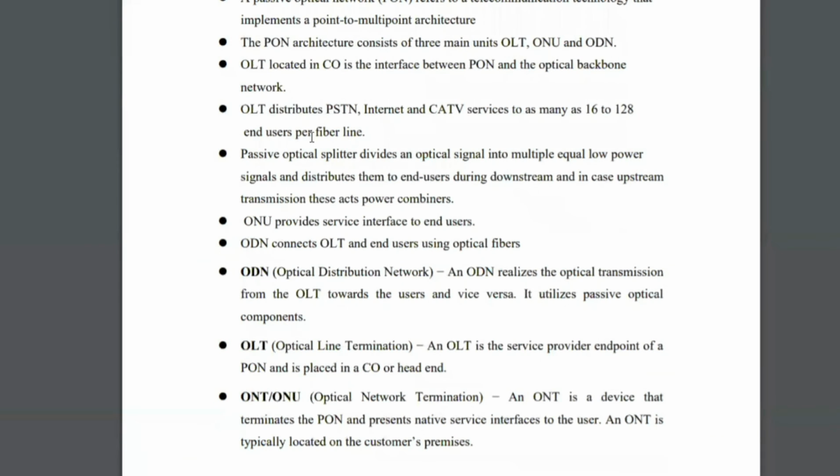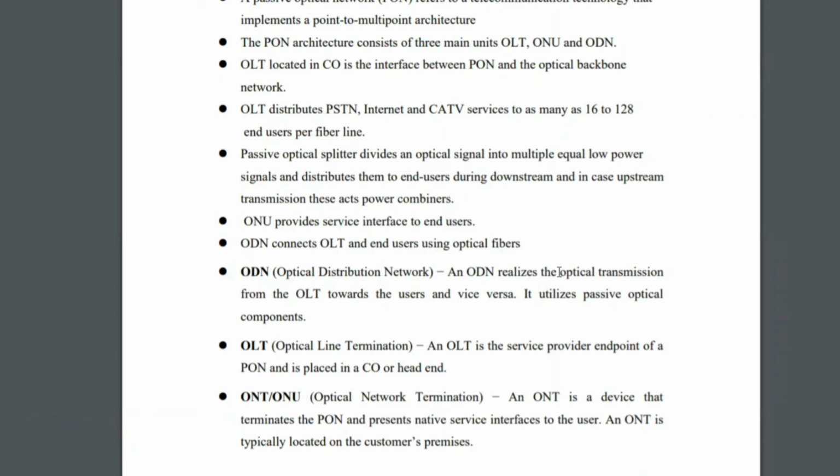The passive optical splitter divides an optical signal into multiple equal low power signals and distributes them to end users during downstream, and in the case of upstream transmission, it acts as a power combiner. The ONU provides the service interface to end users. The ODN connects the OLT and end users using optical fibers. ODN stands for optical distribution network.